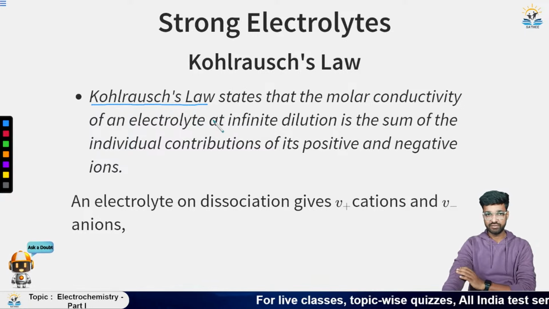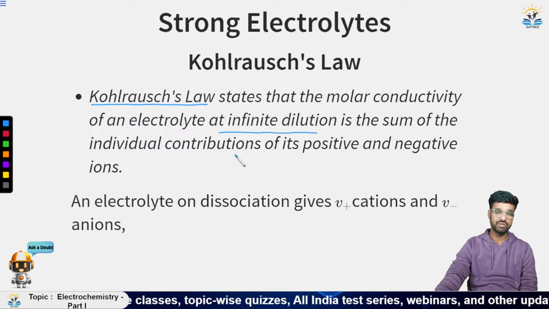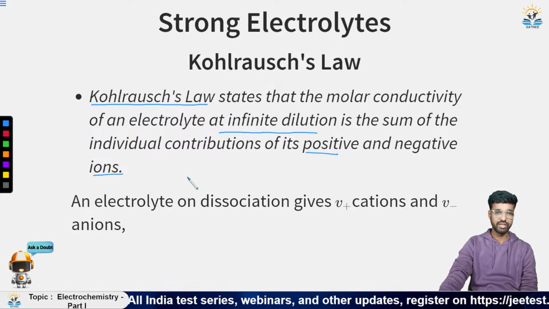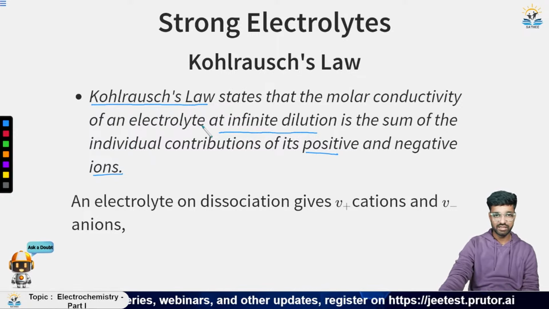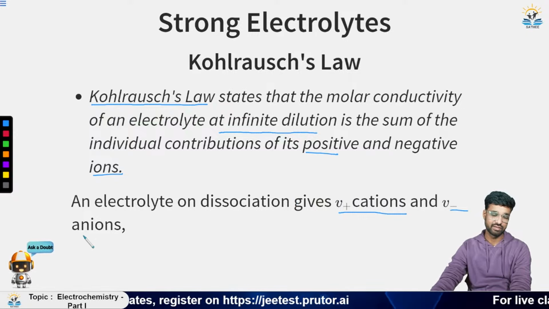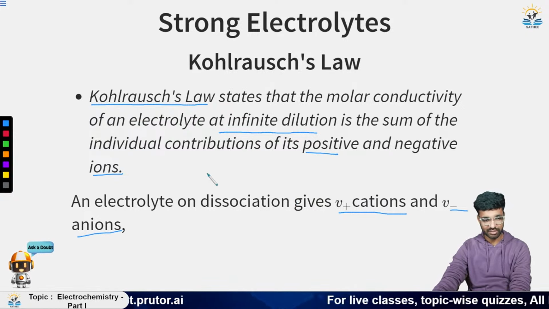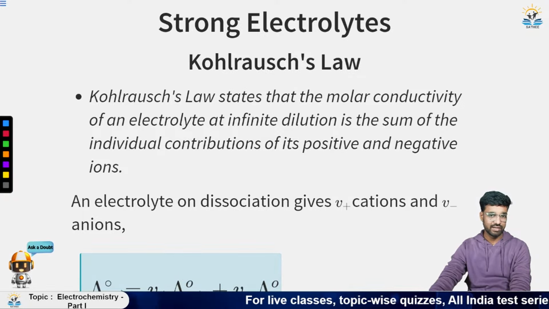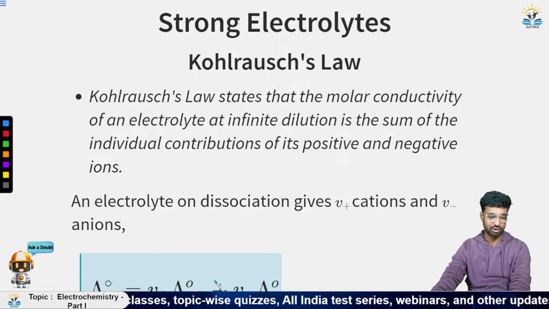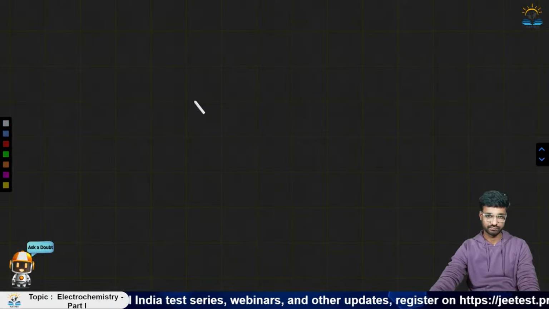The molar conductivity at infinite dilution is the sum of the individual contributions of its positive and negative ions. So say we have an electrolyte that has nu plus number of cations and nu minus number of anions. Then if you want to calculate the molar conductivity of the electrolyte, we will calculate it as lambda naught m is equal to nu plus lambda naught plus plus nu minus lambda naught minus. So let me write it here.